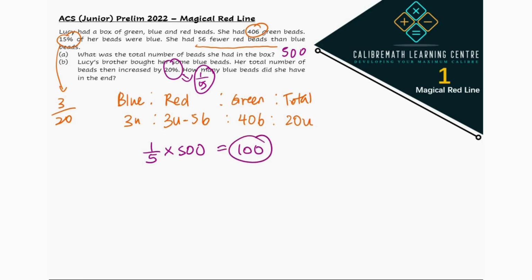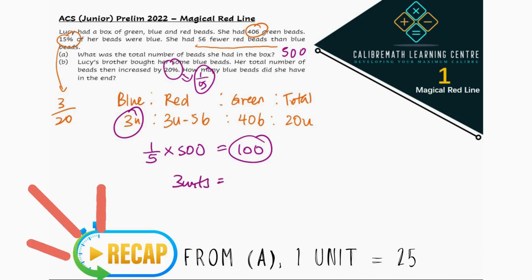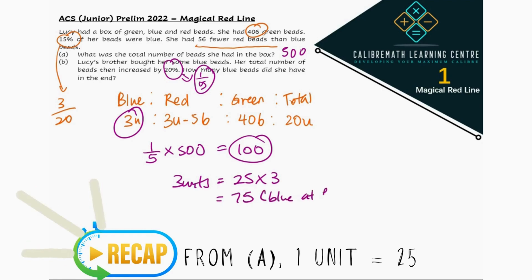The question wants you to find the number of blue beads that she had in the end. We're going to start by finding the number of blue beads that she had at first, which is 3 units. And we found out from the previous part that 1 unit was 25. So to find 3 units, it will be 25 times 3, and that gives us 75. So this is the blue beads at first. And since we have found out that the blue beads increased by 100, to find the total number of blue beads in the end, we can use 100 plus 75.